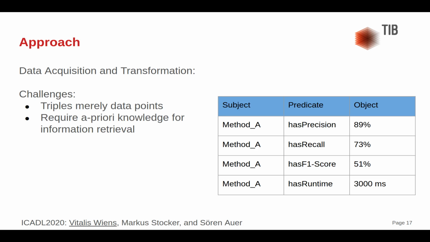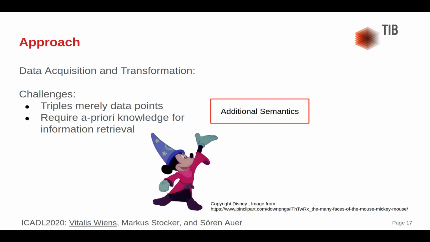However, these triples just reflect data points with limited semantics. For information retrieval tasks, the structure and the semantics of the triples need to be known a priori. How can we tackle these challenges?